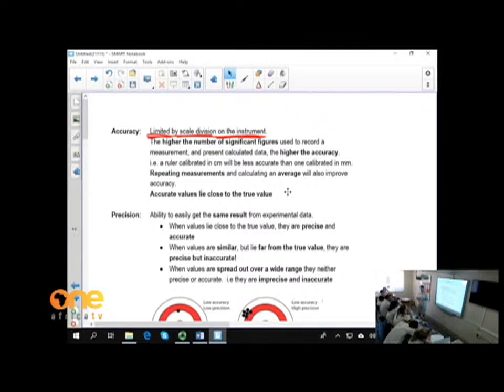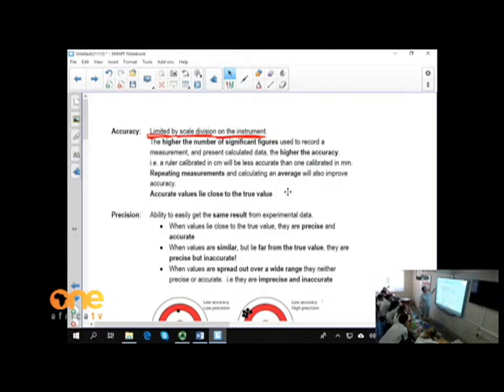So if I want to measure the diameter of a pipe for precision engineering, if I need to make a fitting for it, I will use a specialized tool, not just a ruler. We get specialized tools that have a finer scale division to make it more accurate. And we will have a look at them in a while.